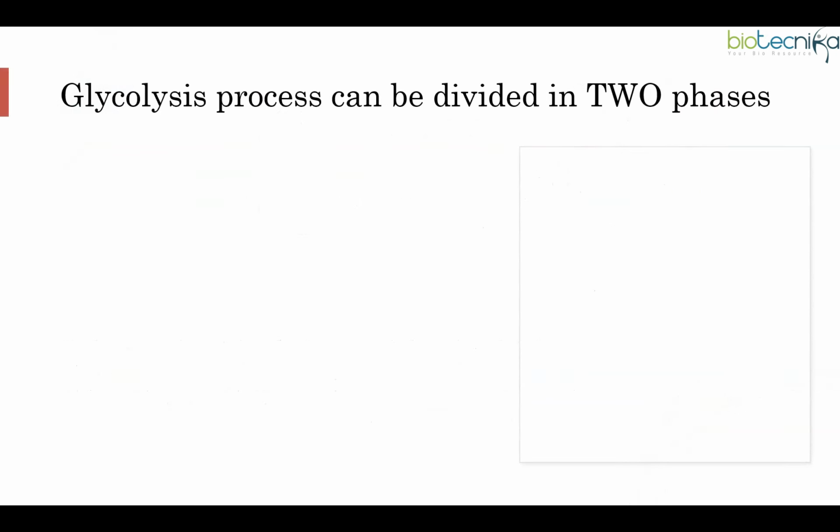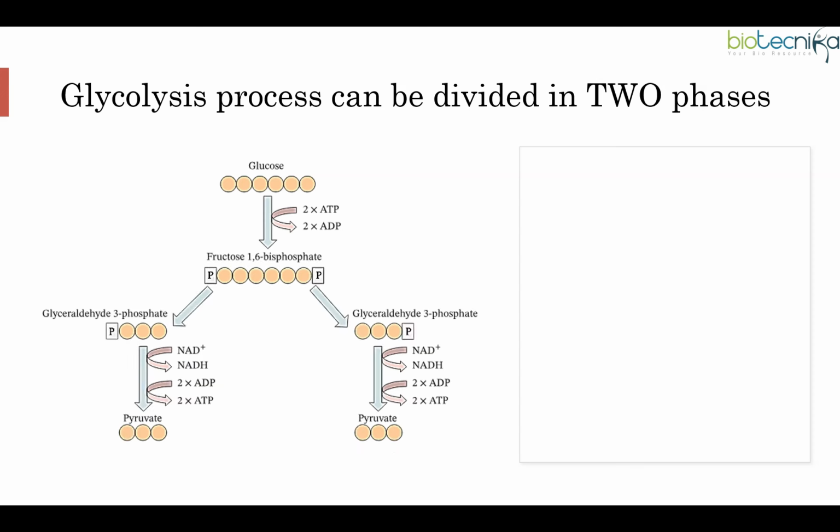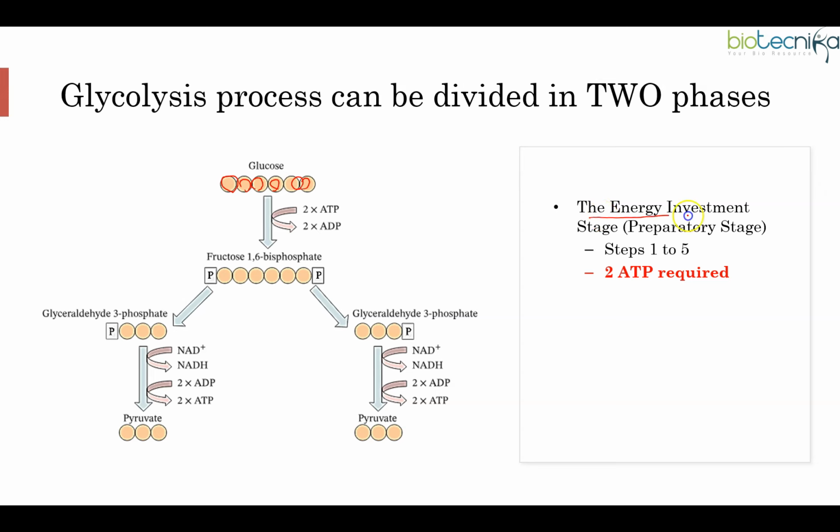The glycolysis process, the 10 steps, are divided into 2 phases. So when we have glucose, each of these circles represents 1 carbon atom, right? The first phase is called the energy investment phase, or it is also called the preparatory phase. As the name suggests, it is energy investment because 2 ATPs are required over here. The first 5 steps are the energy investment steps.